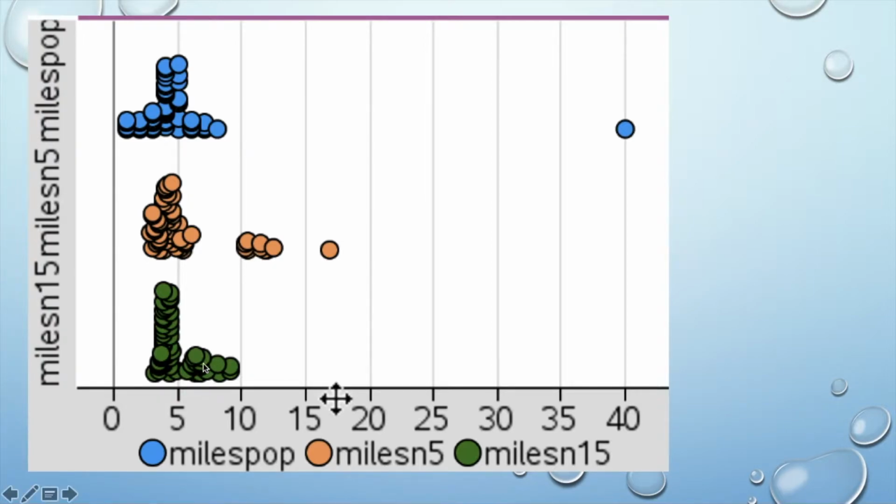And if we take an even bigger sample size, like in the green graph, which is samples of size 15, the effect of the outlier in those graphs is even less. So we can see that.